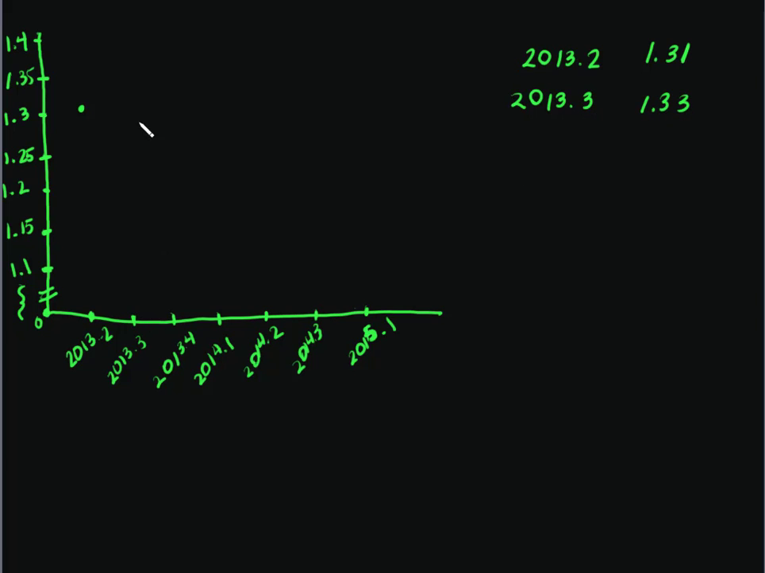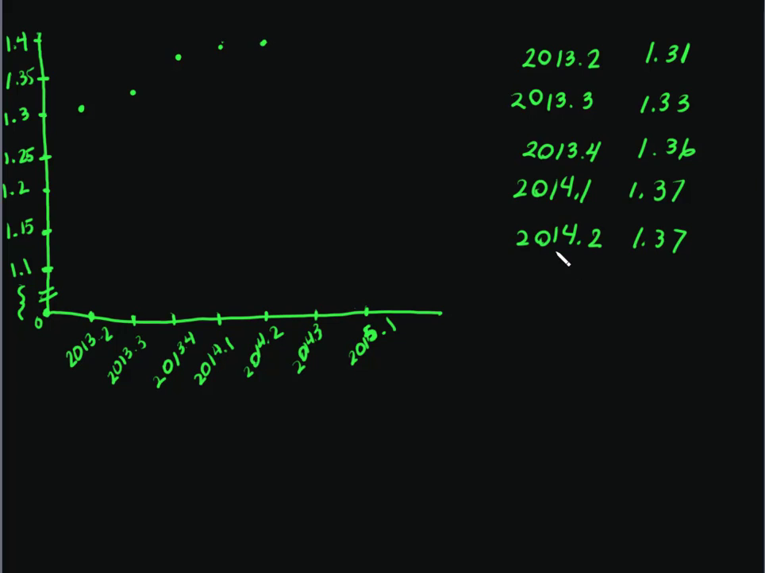And again, I am eyeing this up. 2014, first quarter, 1.37. So it's maybe about here, a little slightly higher. 2014, 2. I have 1.37, so the same. And then 2014, 3, I have 1.33, so I've dropped down.